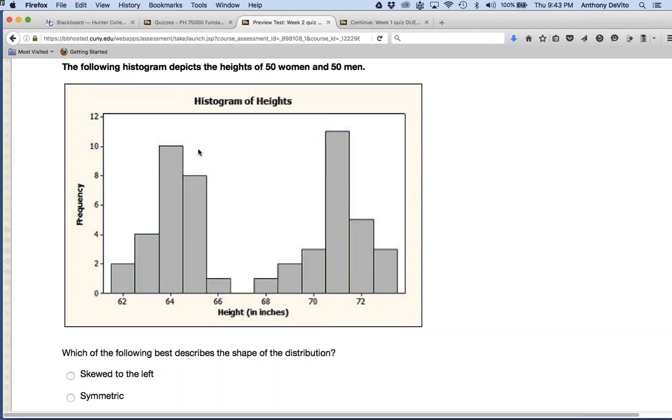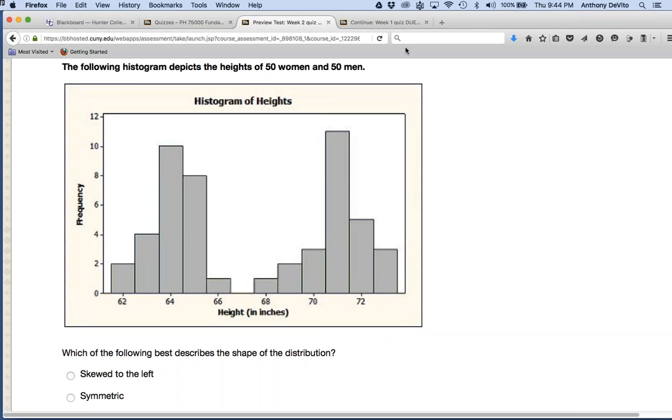Because we would expect one peak for females, who tend to be shorter, and one peak for males, who tend to be taller. It might not be this dramatic with this nice separation right in here, but that would not be unusual. If I really did it in real life, this is probably the way I would expect it to look.